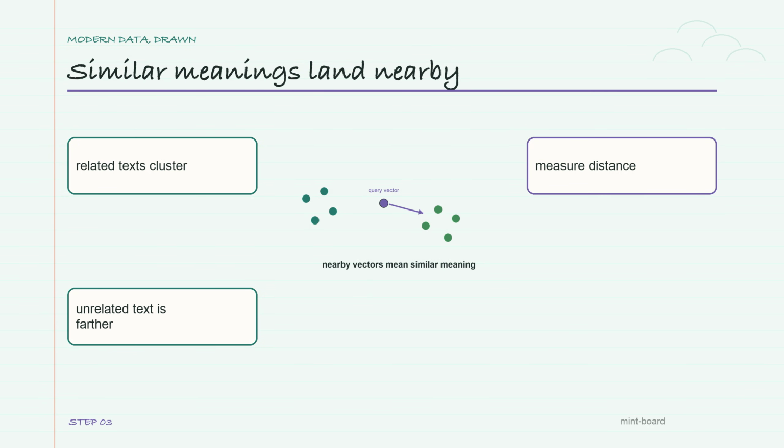With the previous step in place, the next piece becomes easier to see. Texts with related meaning tend to receive vectors that are closer together under a chosen distance measure. Unrelated texts tend to be farther apart. Now connect that idea to what appears on the page. Read the drawing from one idea to the next. Related texts cluster, then measure distance, then unrelated text is farther.